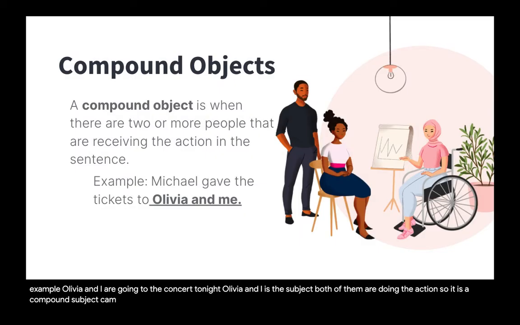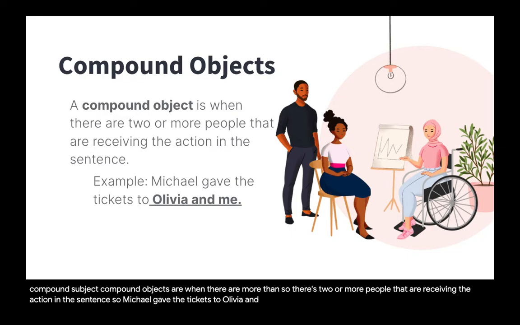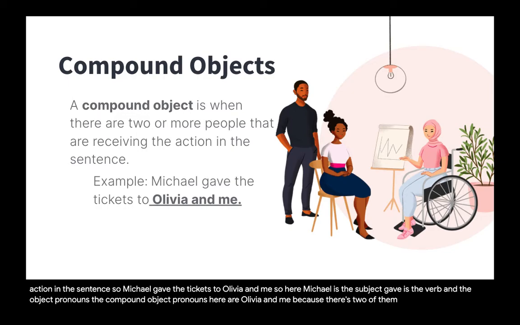Compound objects are when there are two or more people that are receiving the action in the sentence. So Michael gave the tickets to Olivia and me. So here, Michael is the subject, gave is the verb, and the compound object pronouns here are Olivia and me, because there's two of them.